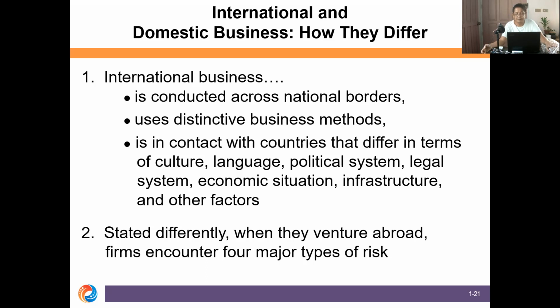Stated differently, when they venture abroad, firms encounter 4 major risks. Pag ikaw ay nag-venture ng international business, you will definitely encounter these 4 major risks. At yan ay i-discuss ko in part 3 of this chapter, which is called International Business.